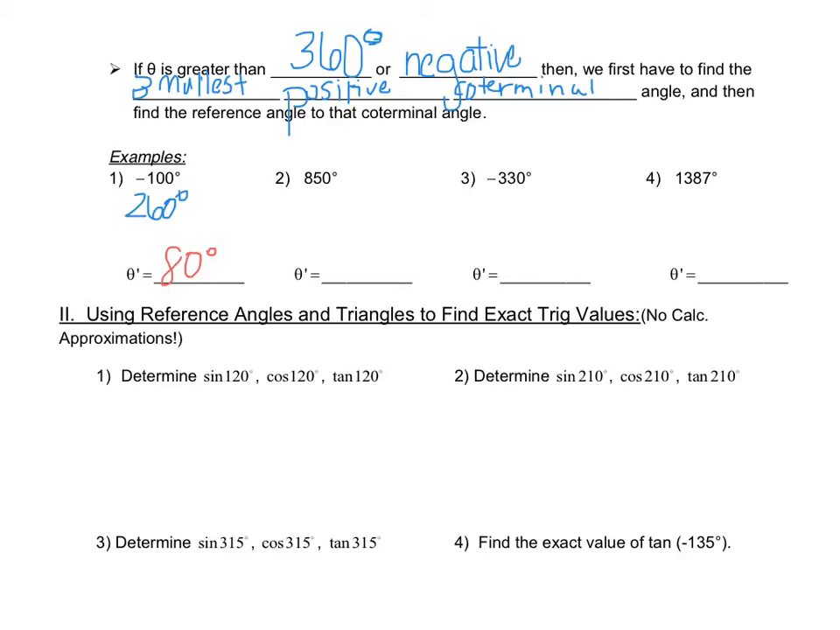All right, example number 2. So first we have to find the smallest positive coterminal angle. So if I subtract 360, I can still go one more rotation. So I'm going to subtract 720 and get 130 degrees. Okay. That puts us in quadrant 2. So in quadrant 2, we want to try to get to 180 degrees. So 180 minus 130 gives me a reference angle of 50 degrees. Okay. All right, go ahead and try 3 and 4 on your own, please.